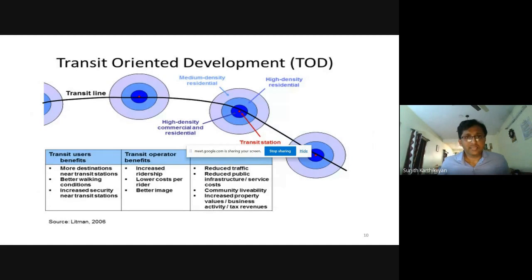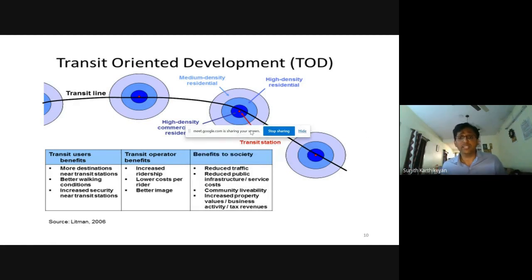So this is just a presentation. This is Litman 2006. He's a famous transport economist. So here, these are the transit stations, as I had highlighted. See, transit users would benefit, like more destinations near transit stations, better walking conditions. Transit operators would benefit. How will they benefit? Because more people would be using public transport. They will get increased ridership, lower cost per rider. And finally, society also gets benefit: reduced traffic, reduced public infrastructure service cost, community liability.